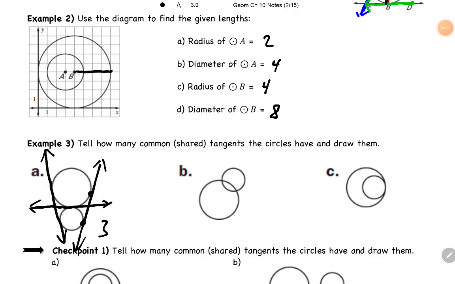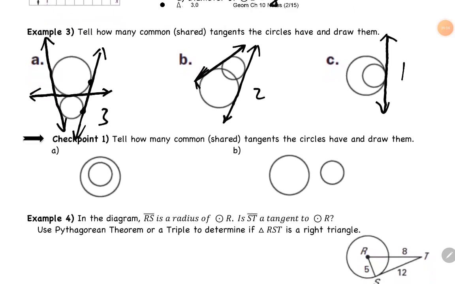This next one is just 2. Part C, this one is just 1. See, that tangent hit both circles.